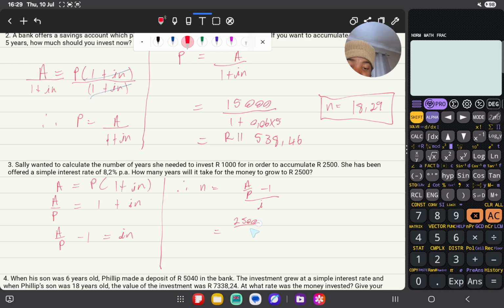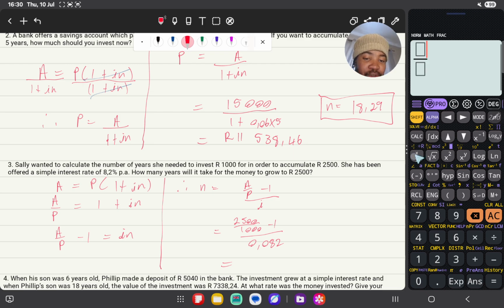And now I substitute: 2,500 divided by 1,000 minus 1, divided by 0.082, and I'm getting my n. You see how simple it was? This is why I prefer it. Yeah, I prefer it this way.